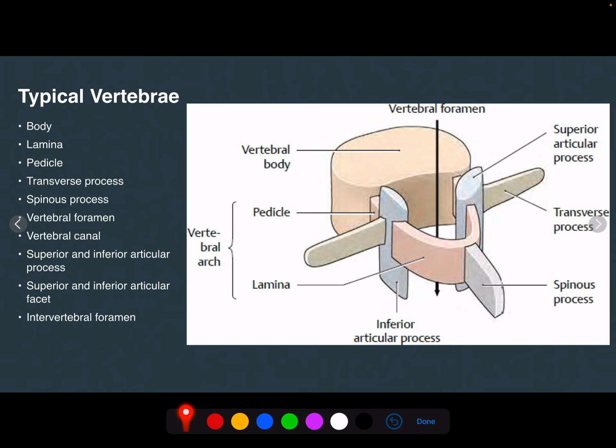Okay. The intervertebral foramen is going to be the lateral openings, and that's formed by adjacent vertebrae stacked on top of one another. Okay? So we only see that intervertebral foramen when we have adjacent vertebrae sitting on top and below.